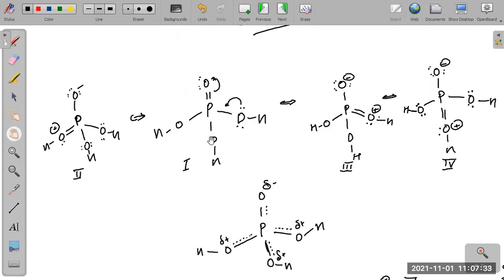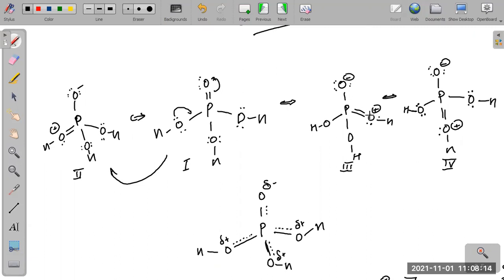This is the normal or usual representation of H3PO4. From here, the electrons are getting transferred and a double bond is being formed, and this side creating a positive charge. Positive charge on this oxygen. Further, when we are going from here to here, there is this lone pair of electrons which is getting transferred.